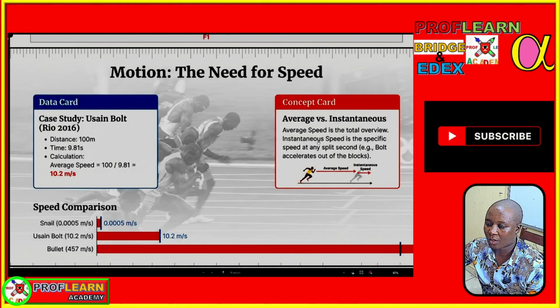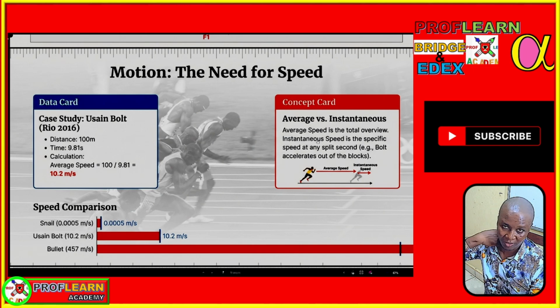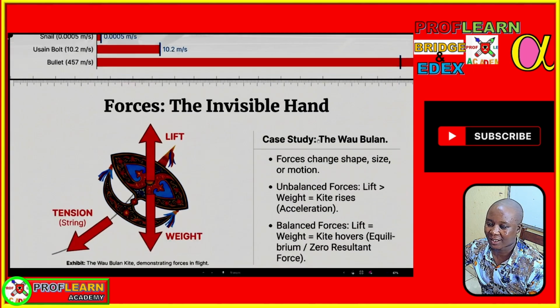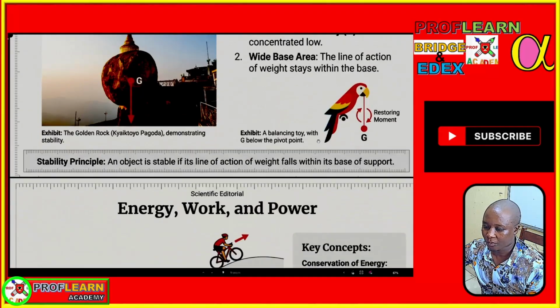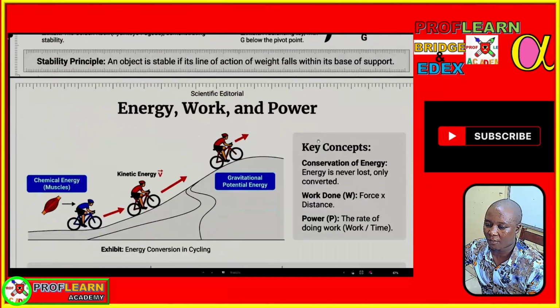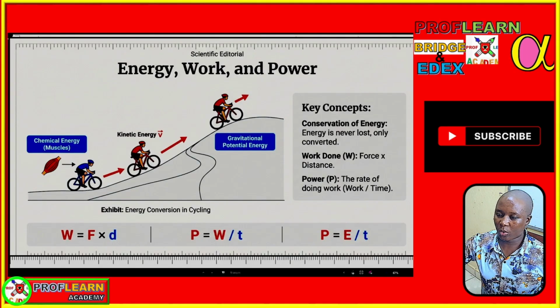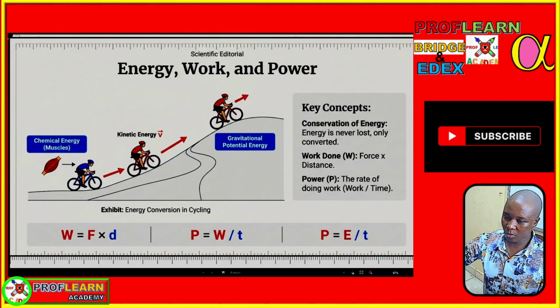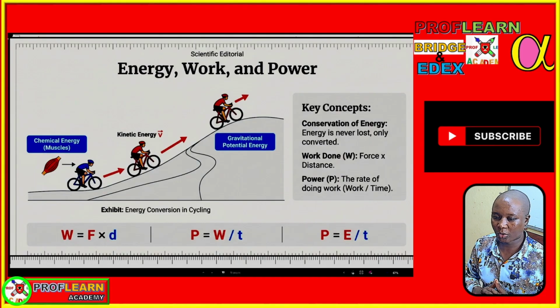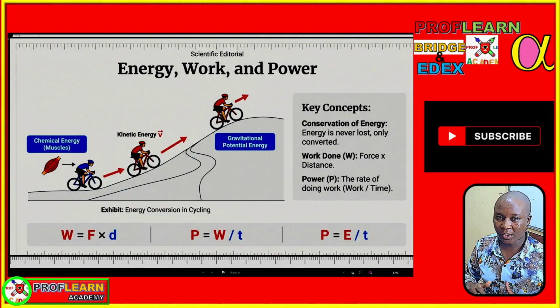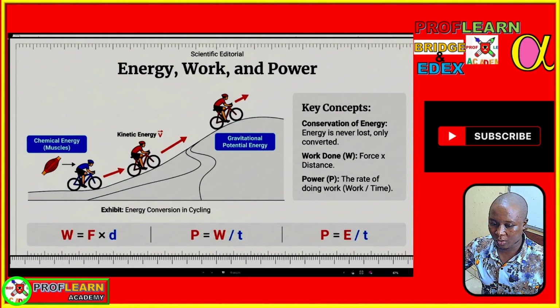Under motion, you need to understand how to calculate speed, and remember, speed is distance over time taken. You need to know how to calculate acceleration. We are going to have a detailed discussion, especially on how questions are usually asked during exams and how you are supposed to approach and answer different questions, guys.